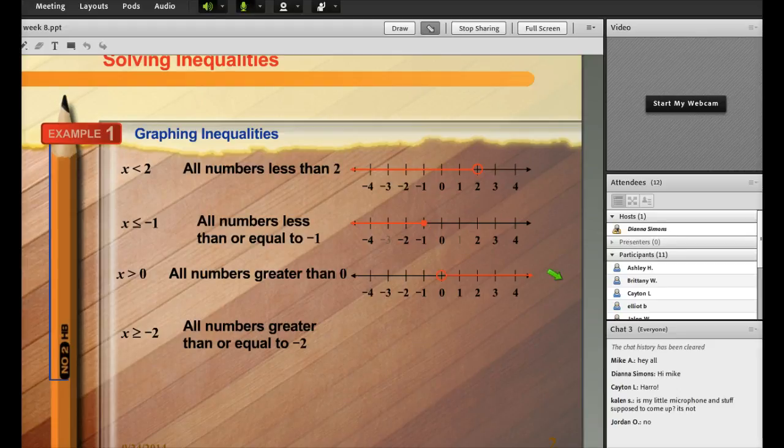Kaylin is asking if the little microphone is supposed to come up. No, it's not.